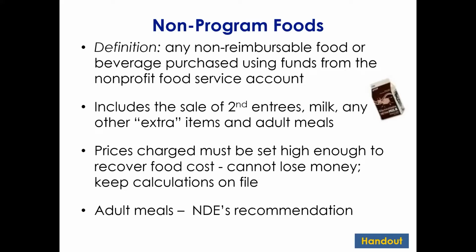Prices charged for these items must be set high enough to recover the food costs and the operating costs. You cannot lose money. You cannot use federal money to make up the difference on non-program foods. There is a calculation form in your handouts on page 73. And this is something that might be useful for you to go through and document some of the items that you might sell a la carte, and basically make sure that you're charging enough.